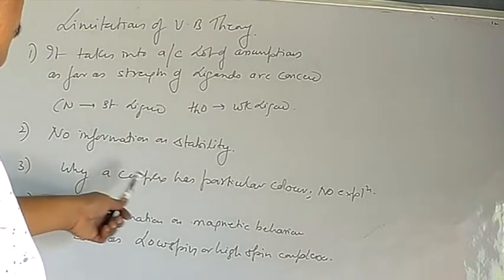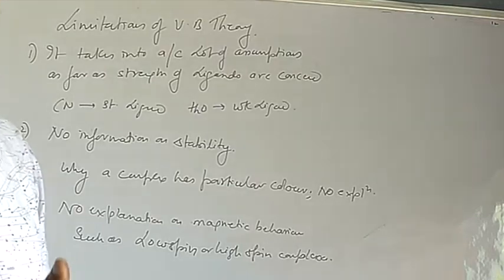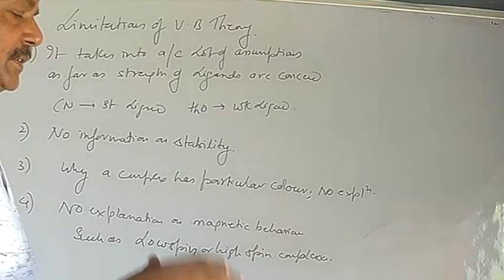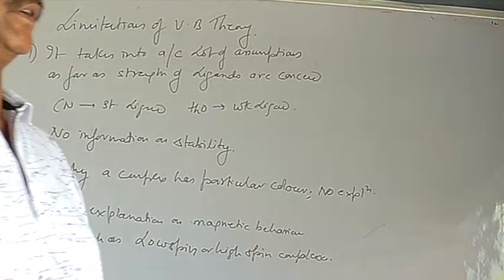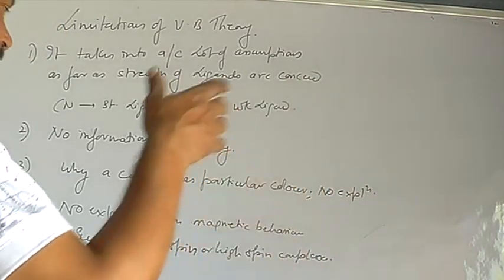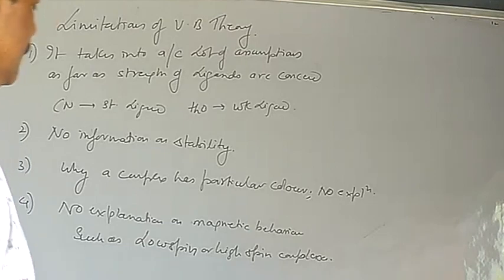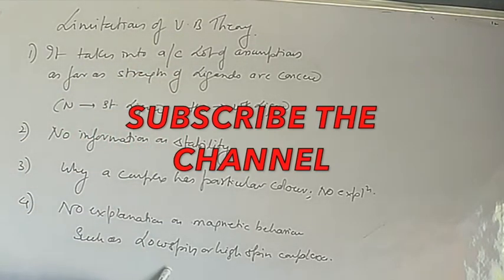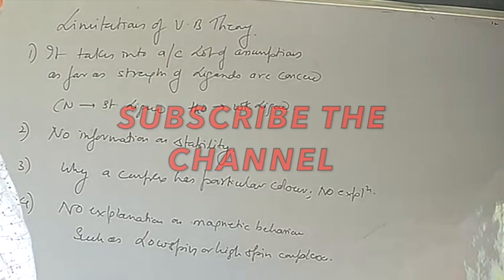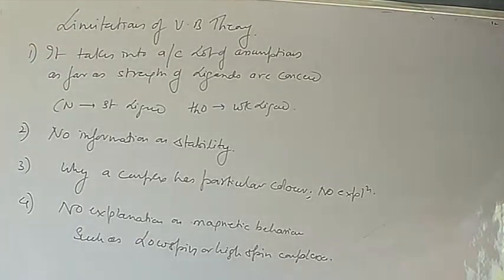Point number 3: why a complex has a particular color. It is also not explained by valence bond theory. Okay, it does explain whether it will be colored or colorless, but it does not explain why a complex has a particular color. And the last point: no explanation of magnetic behavior. Though it explained paramagnetic and diamagnetic behavior, valence bond theory was not able to explain why low spin or high spin complexes are formed. So those are the limitations of valence bond theory.